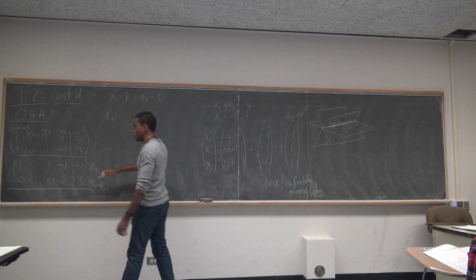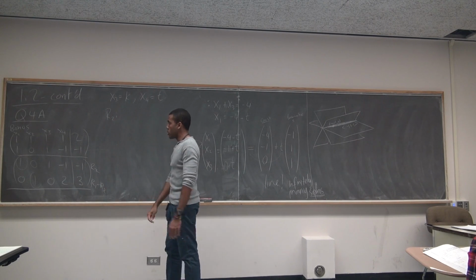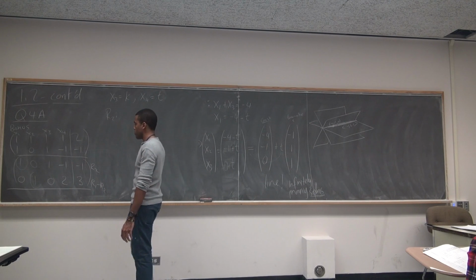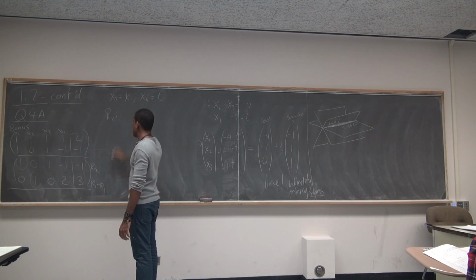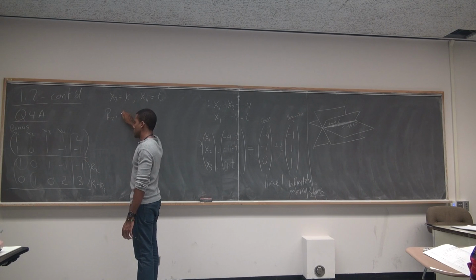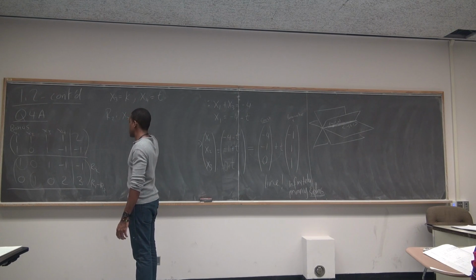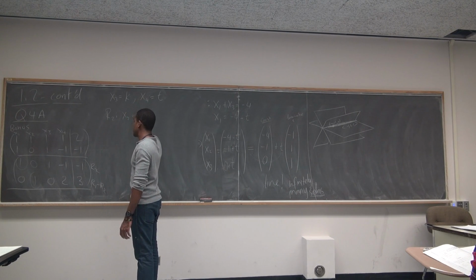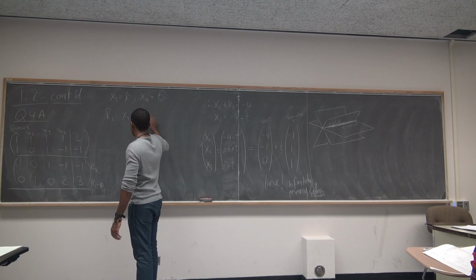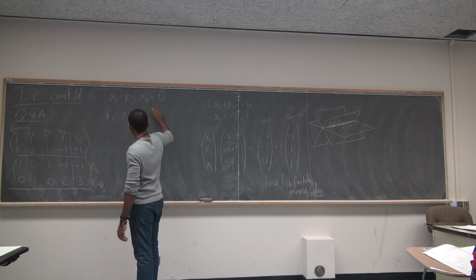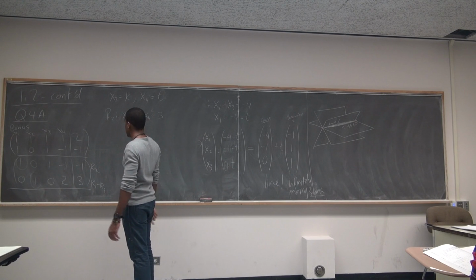row 2. Remember, we always go from the bottom row up. Row 2 is going to tell us what? x2 plus 2x4 is equal to 3. Now x4 I know is t, so I can bring this to the other side. So my x2 is equal to 3 minus 2t.